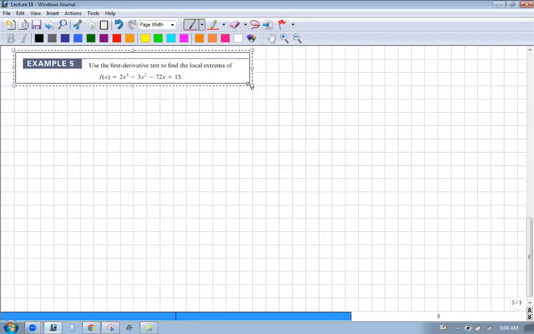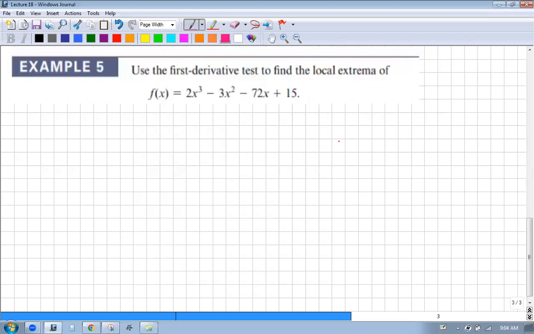Use the first derivative test to find the local extrema of f of x. Okay, well, first derivative test. Let's find the first derivative. 3 times 2 is 6. 2 times 3 is 6. And we have minus 72. So there's our first derivative. It's a nice little quadratic, right?